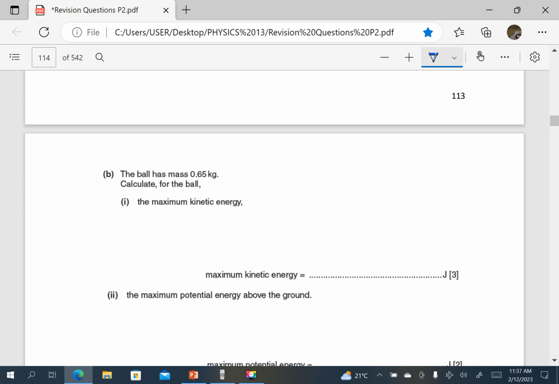Then the ball has a mass of 0.65. Calculate for the ball the maximum kinetic energy. Of course, maximum kinetic energy is achieved when the speed is maximum. So maximum kinetic energy Ek is equal to a half mv squared, which is going to be a half times the mass, which is 0.65, times the maximum speed.